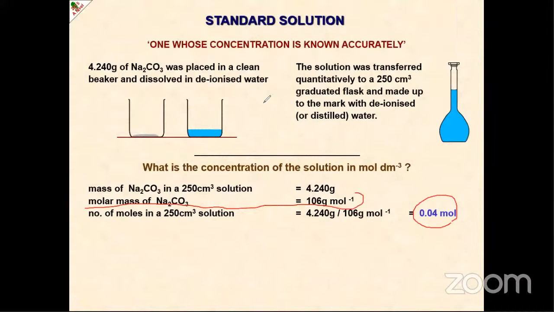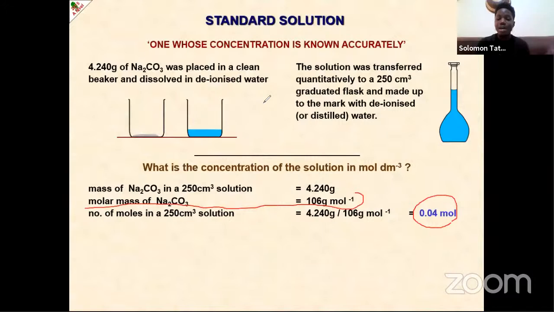For my zinc, 0.04 moles are contained in 250. Then we are supposed to look for that one in 1,000 in order to get the molarity. Okay, good job. Remember, molarity is what is contained in 1,000 cubic centimeters. So that's good. Is there any other suggestion?